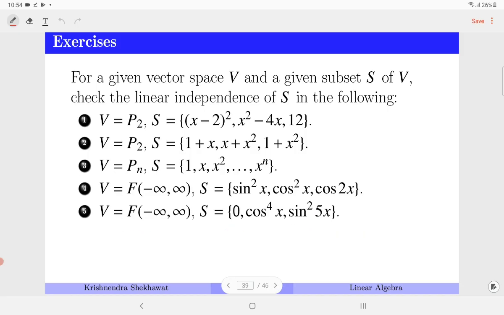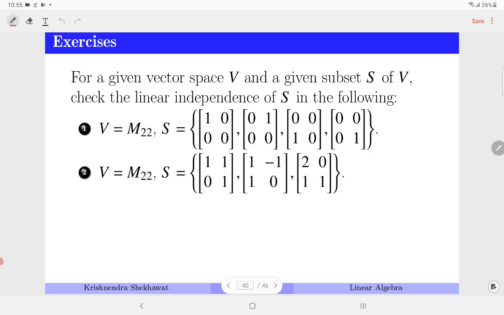Last one, fifth one, LI or LD. This one is again LD because it contains the 0 vector. Recall the result we just did in the previous slide: if any set contains the 0 vector, and 0 vector means 0 plus 0x plus 0x square in this case. So this set contains the 0 vector, so I don't have to prove anything. I can directly use the result and say that since it contains the 0 vector, the set is LD. So LD, LD, LI, LI, LD.